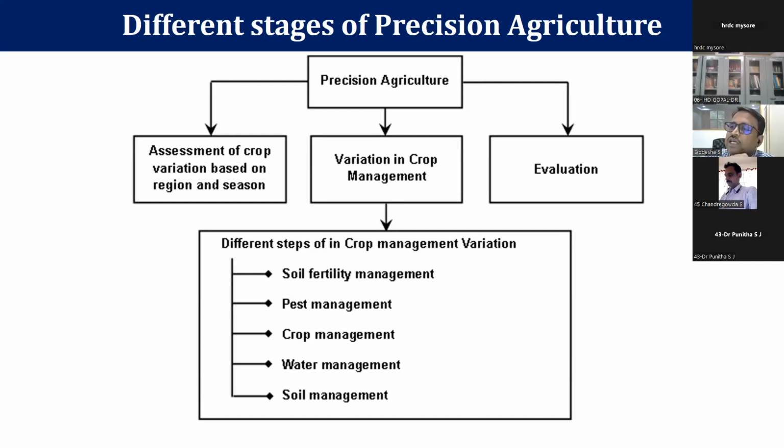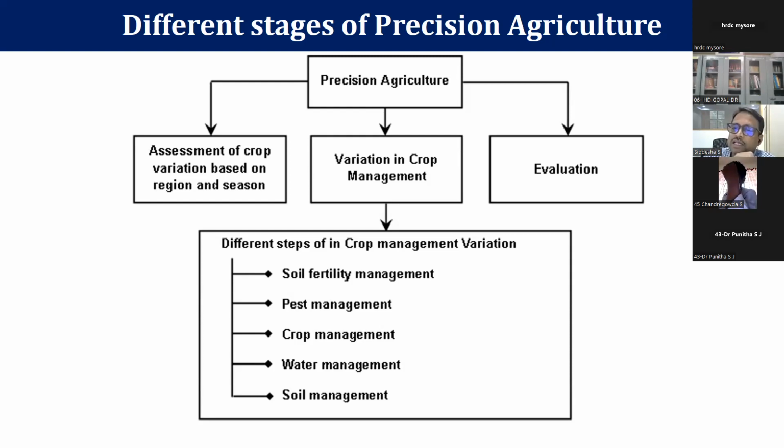And after that, the evaluation process. So in that evaluation, I need to evaluate the resources like water resources and also the nutrients in the soil. And these are going to be the primary steps one has to make before going for growing any crop.